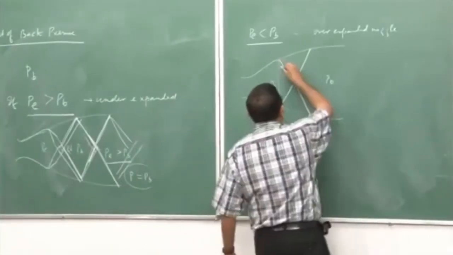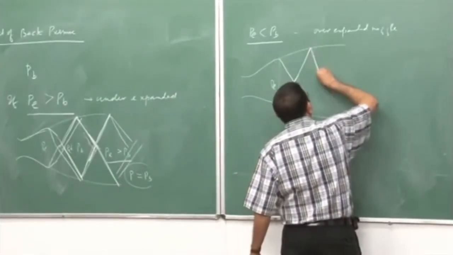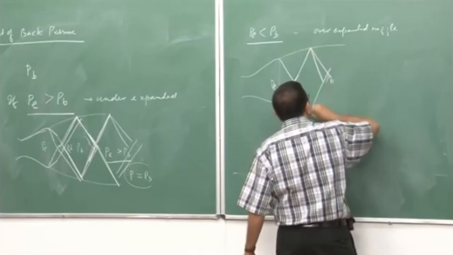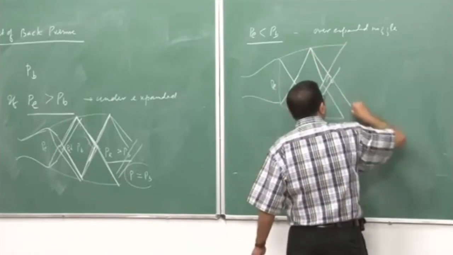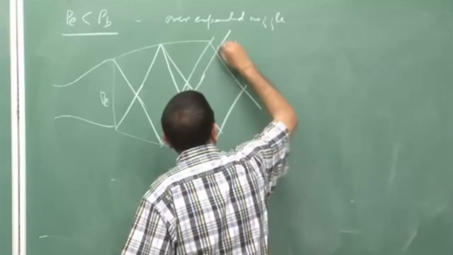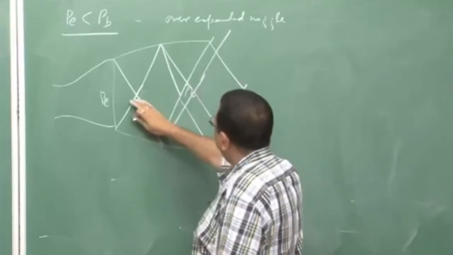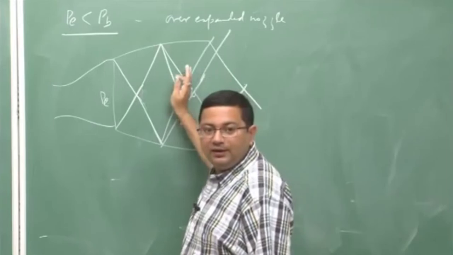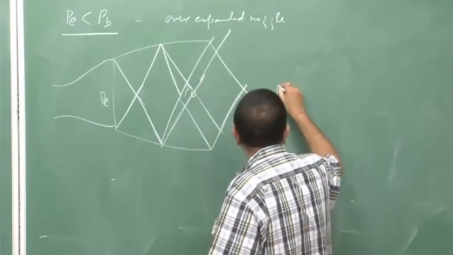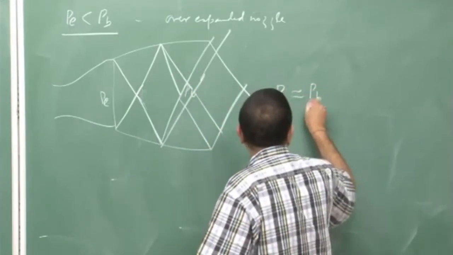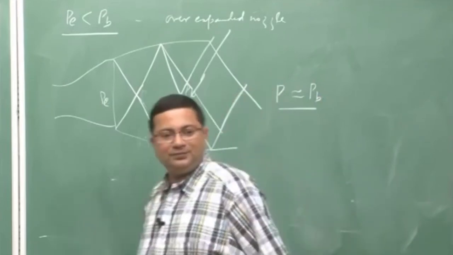So, here now we have a shock wave. This shock wave now reflects as an expansion fan. Then the expansion fan reflects as a shock wave. Like that it continues, and the pressure is going to gradually rise till we get a match, where the pressure is equal to P b.